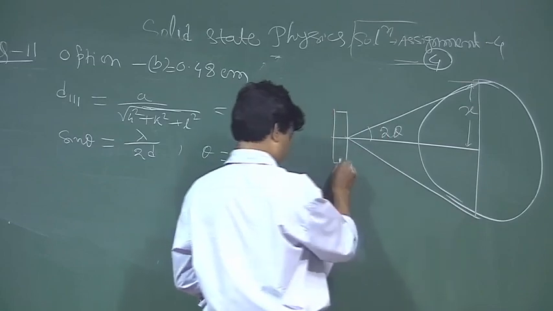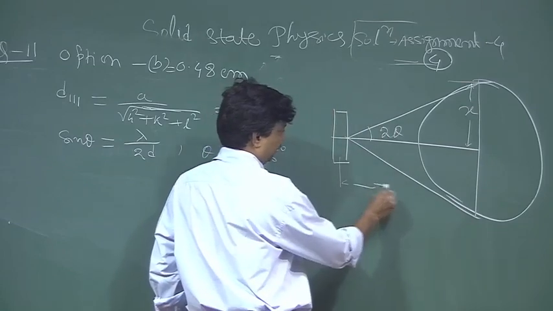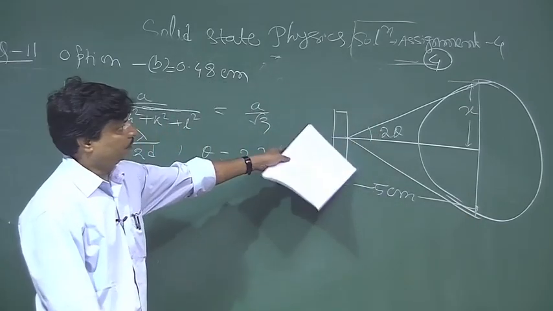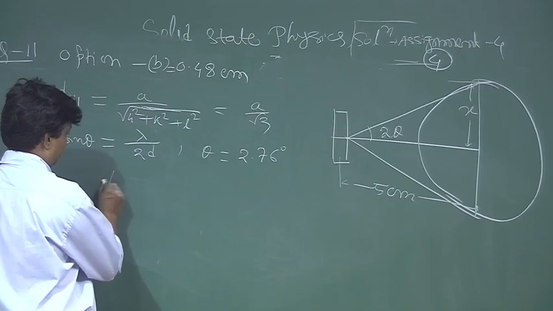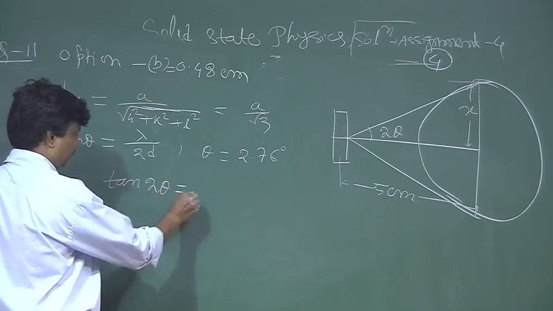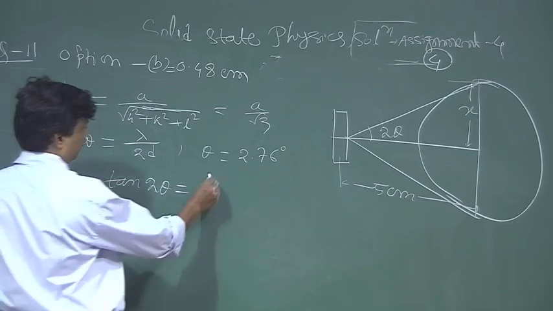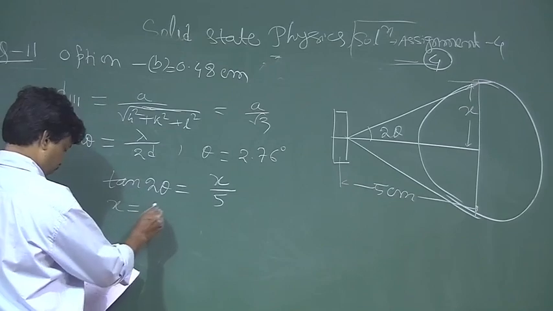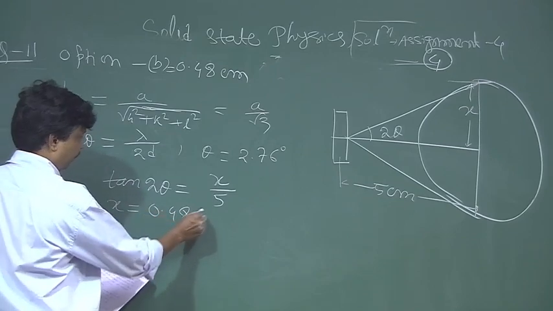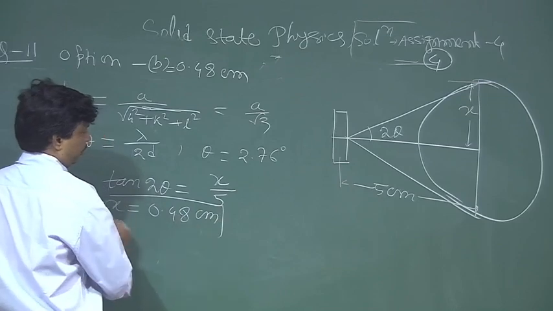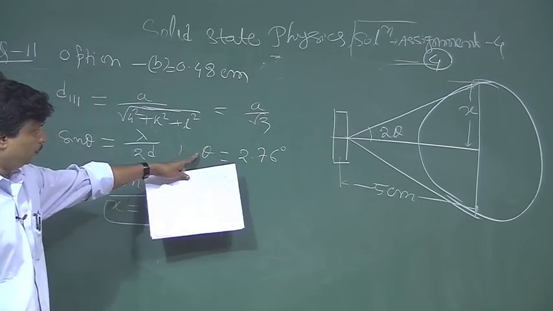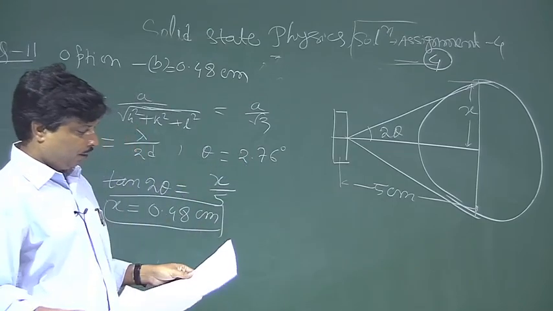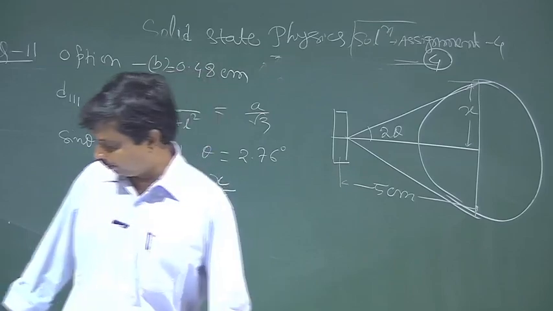So, this is 2 theta, and this value is also given, it is 5 centimeter. So, simply from this diagram you must write tan 2 theta is equal to x by 5. Then you will get x is equal to 0.48 centimeter, putting the value of theta, this 2.76 degree. Okay, so question 11 is over.